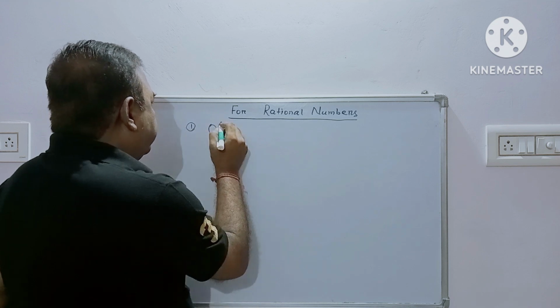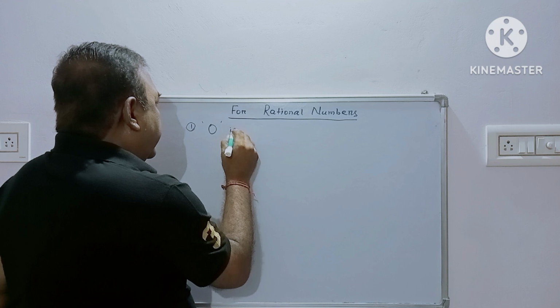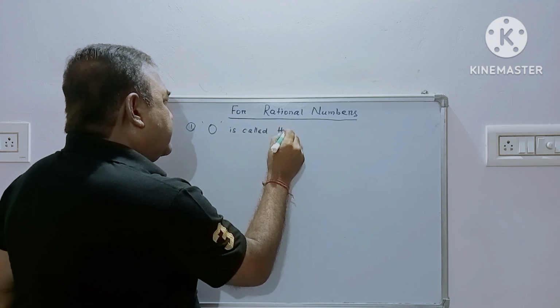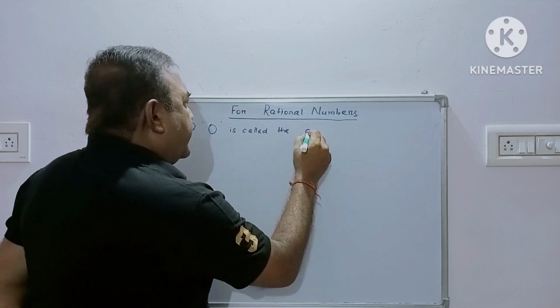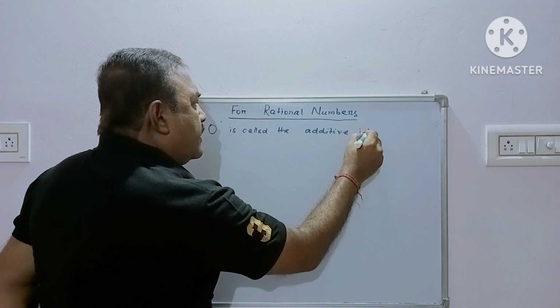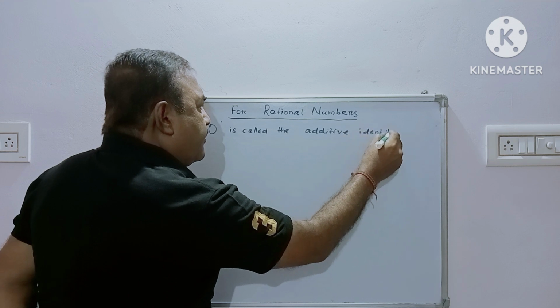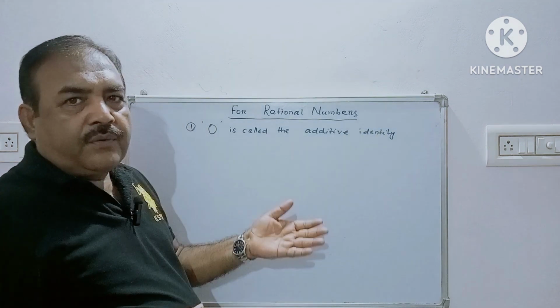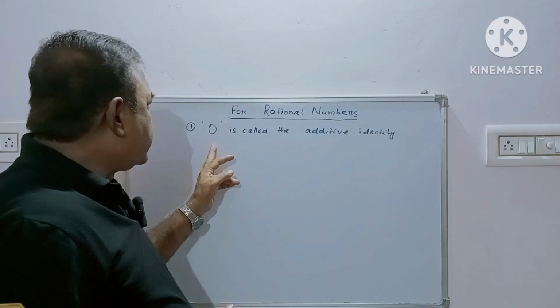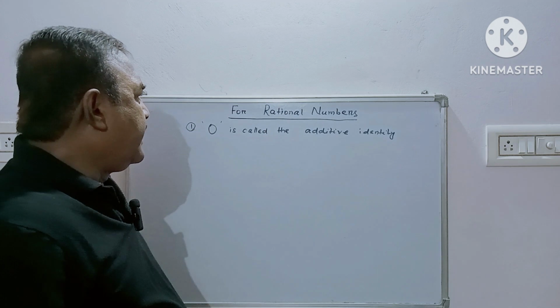Zero is called the additive identity. Additive identity. You also know it for the integers, but now you should know zero is also called the additive identity.